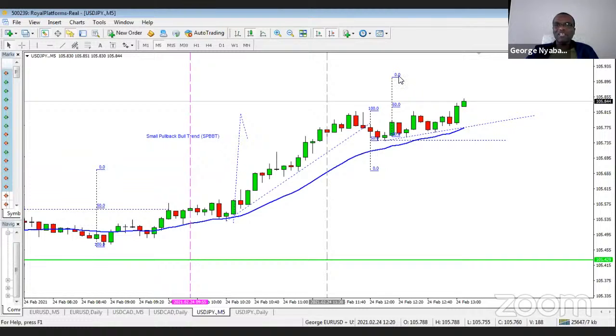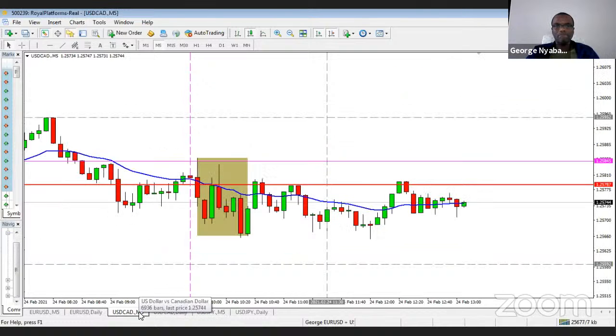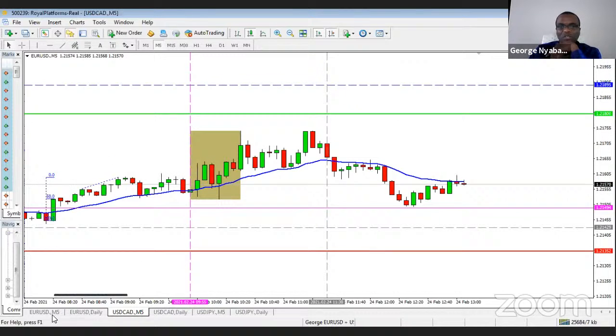At some point, I might get my 20 pip range, and the market comes back and tests this and creates another higher low, which should be fantastic, because now we're starting to look for trading opportunities. But right now, we've got to wait for it to play out. Okay, Canadian waiting and Euro waiting.